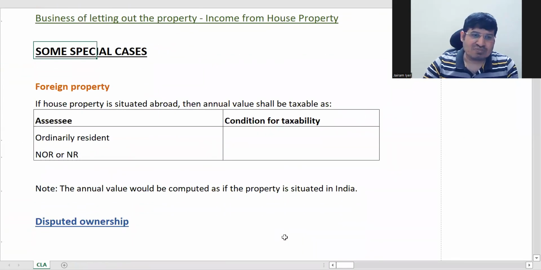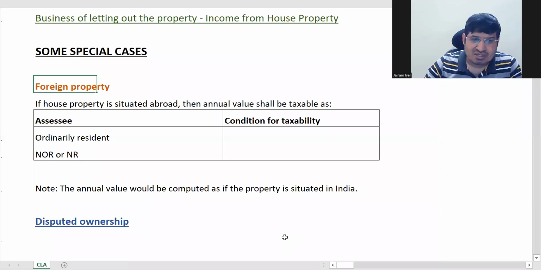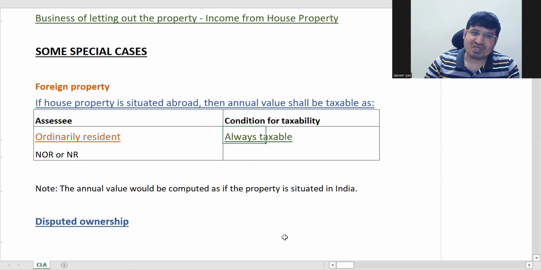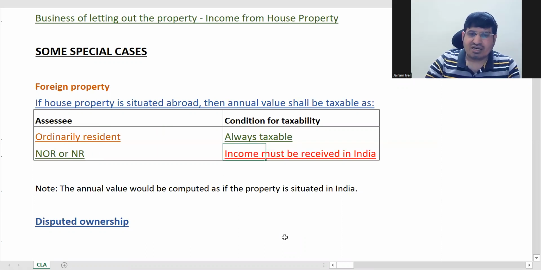Now some special cases we will see. First one is foreign property, that is house property in a foreign country. If house property is situated abroad, then annual value is nothing but your taxable value as per income from house property. For ordinarily resident, OR, it is always taxable. For NOR and NR, income must be received in India, only then it will be taxable.